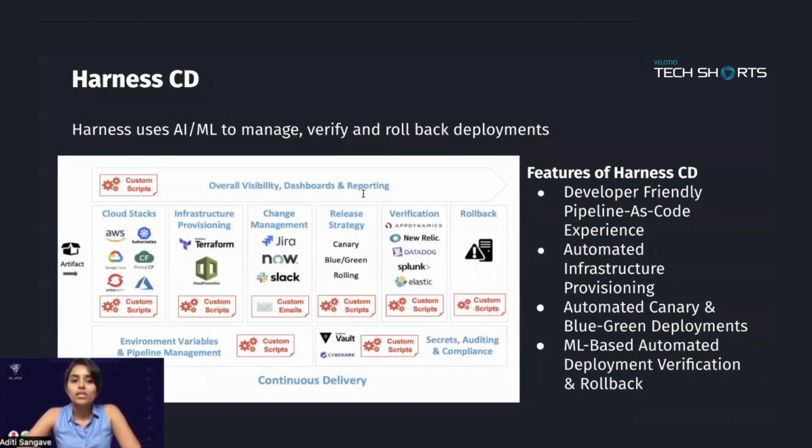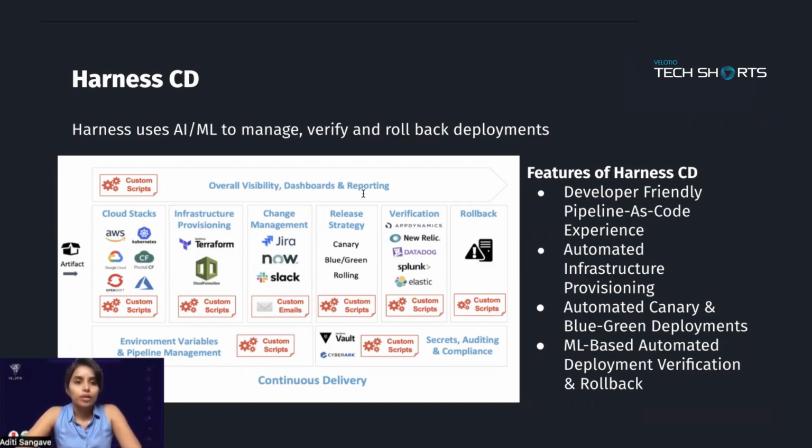Harness CD. Harness CD uses AI or ML to manage, verify, and roll back deployments. In the diagram shown, the artifact is the output of CI process that we discussed in the last slide. Once artifacts are pushed to the registry, then there comes the CD part, in which Cloud Stack is the target environment for the deployment, for which Harness supports these platforms.